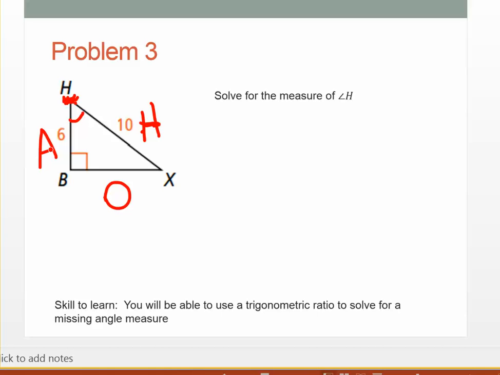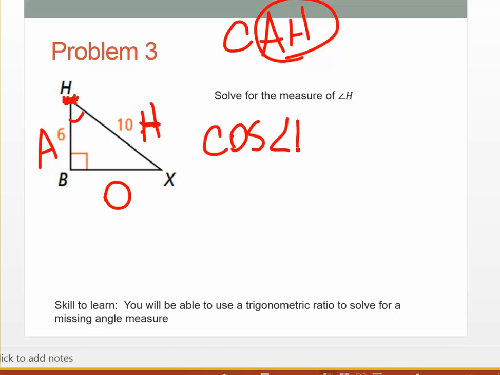So using my SOHCAHTOA mnemonic device, SO is sine opposite over hypotenuse, CA, cosine adjacent over hypotenuse, TOA tangent opposite over adjacent. And this one looks like it's going to be cosine, CAH, because the A and the H together is what we're looking for. So I'm going to set up my equation. The cosine of angle H equals A over H, which is 6 over 10. Now, we can reduce that. If we wanted to, we could reduce it down to a decimal.